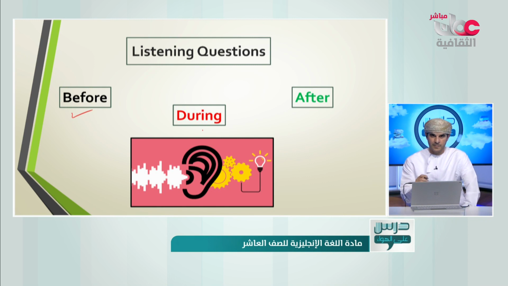What are these things? Before you listen to the tape, you have to do what? You have to read three things. You have to read, you have to underline, and you have to guess. This is the new thing that most of you don't know about listening. We'll use this. During the listening, of course, you have to answer the questions and be a careful listener. After, you have to check your answers later on.